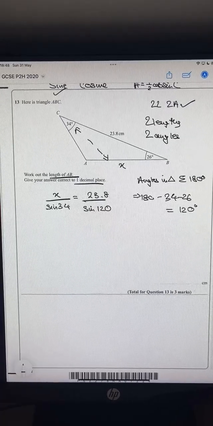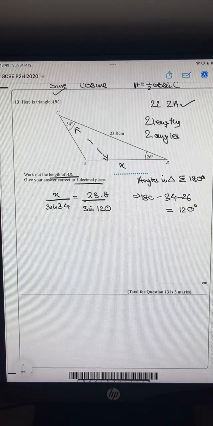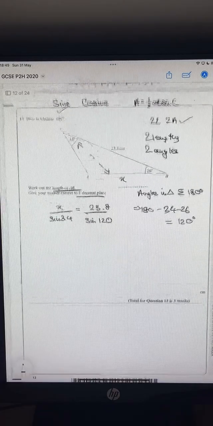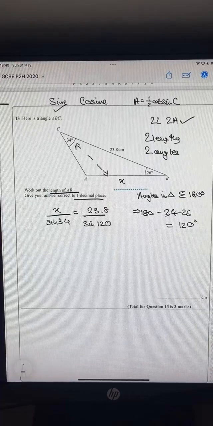So I can use the sine rule formula. If I had 3 lengths and 1 angle, then I can use the cosine rule formula. And if I involved area at all, I would just use the area formula up there as well. So then I need to find what x is.